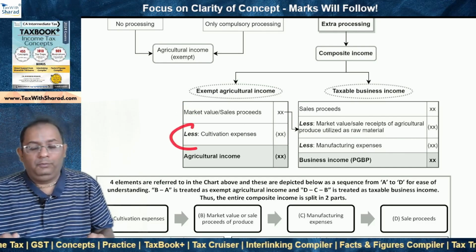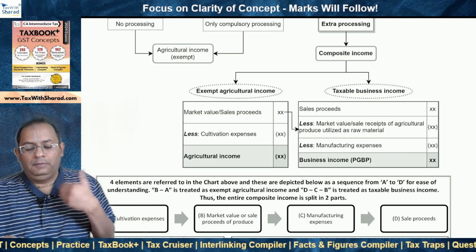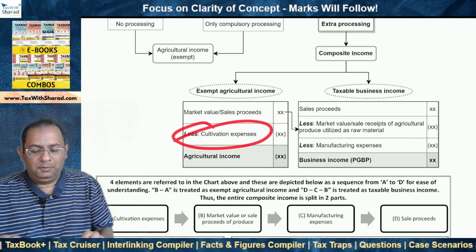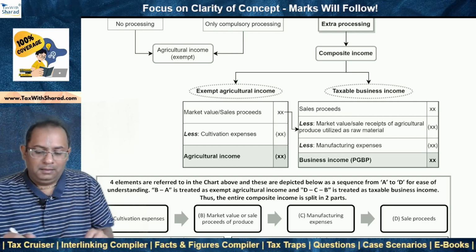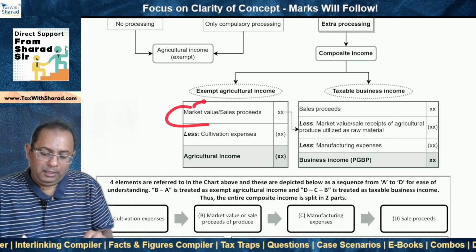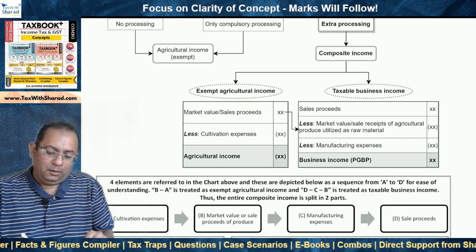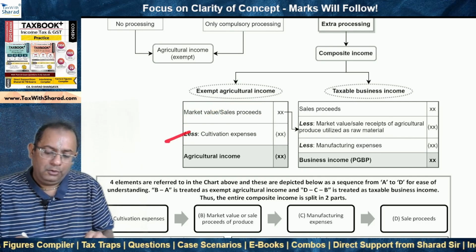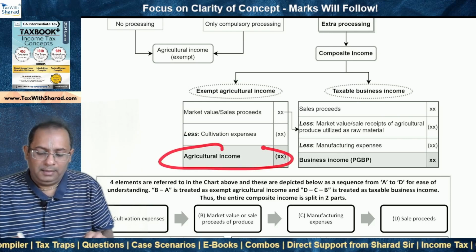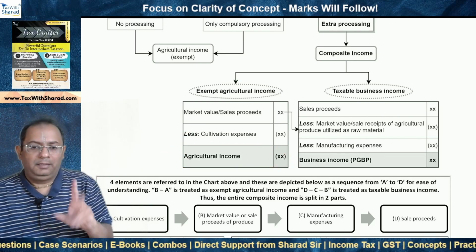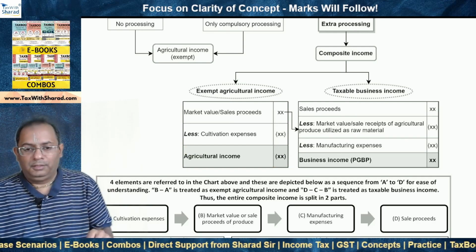From that, we will deduct the expenditure or the cultivation expenses, because these are the expenses in earning this income. Market value is the imputed value, and the sale proceeds are the actual proceeds. Now once we reduce the cultivation expenses, what we get is the agricultural income. Okay, and this is exempt under section 10(1). So this is the exempt portion.